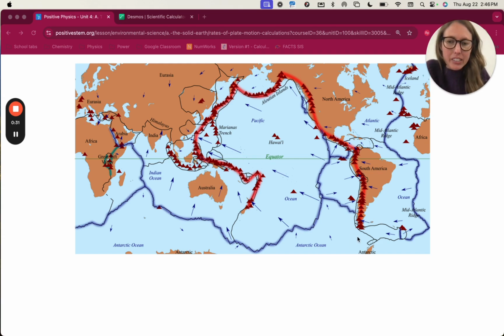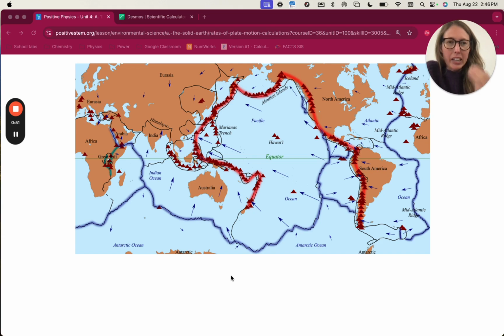Plates are moving at different speeds. That's what the size of the arrows represents. So you can see these really big ones. This would represent some that are going as fast as 10 centimeters per year, and some are as slow as 1 centimeter per year if you find some of the really small arrows.